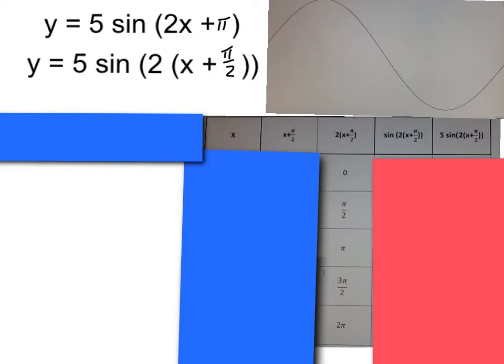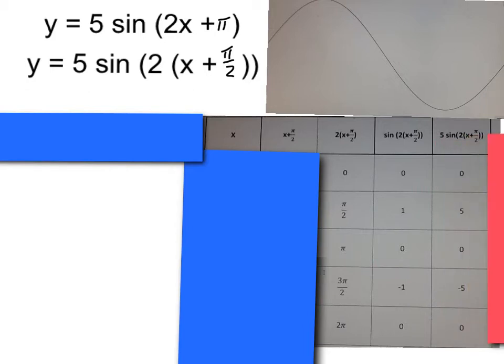So then, moving to the right, let's take the sine of those. The sine of 0 is 0. Sine of pi over 2 is 1. Sine of pi is 0. Sine of 3 pi over 2 is negative 1. Sine of 2 pi is 0. And then continuing on to the right, the fifth column is achieved by just multiplying the entries in the fourth column by 5. So we get 0, 5, 0, negative 5, and 0. Okay, so our table's almost done now.